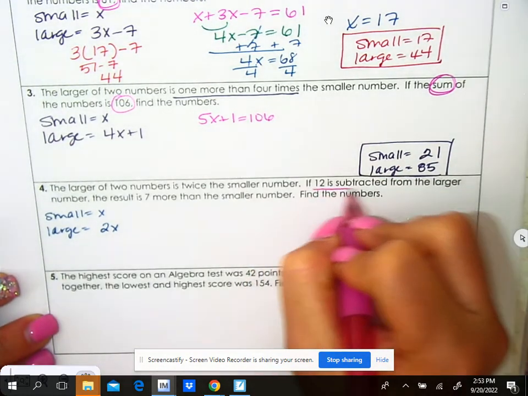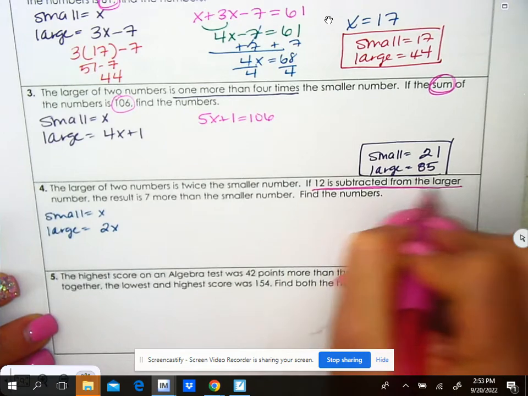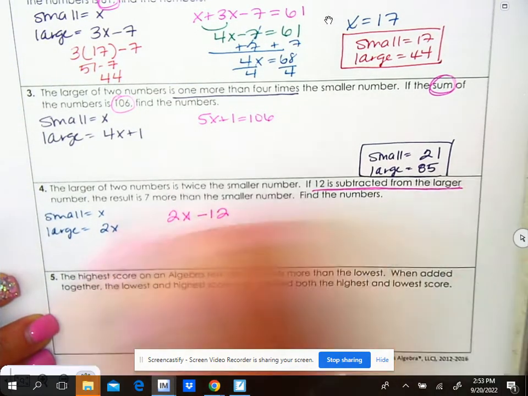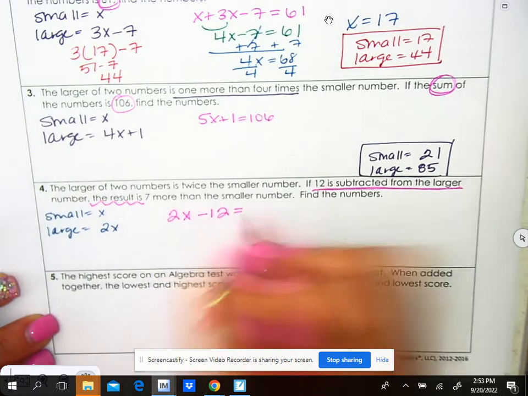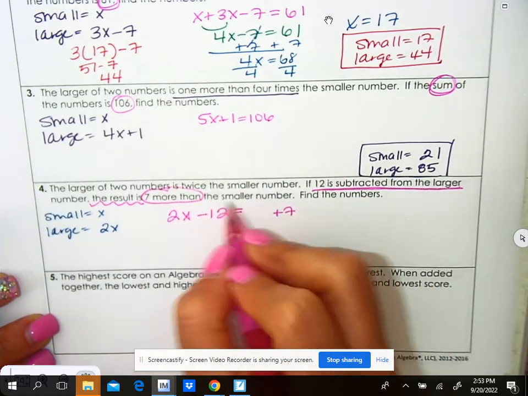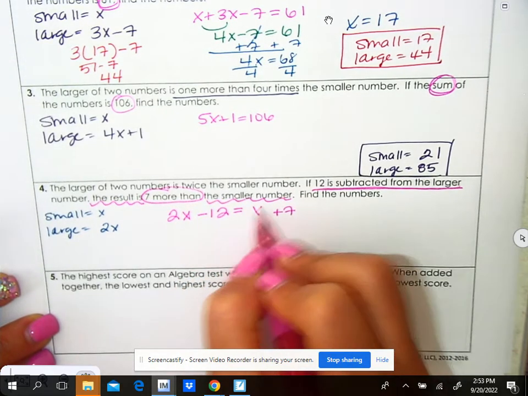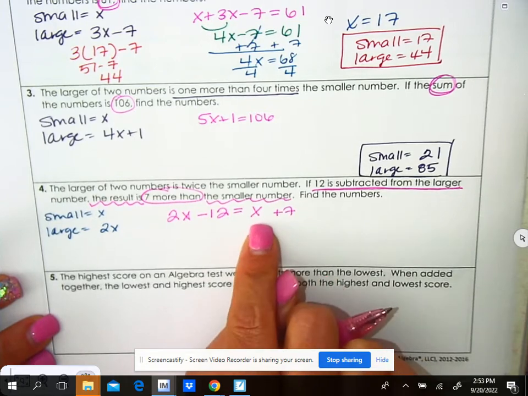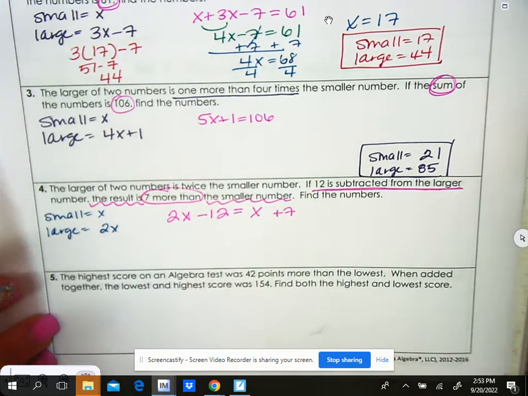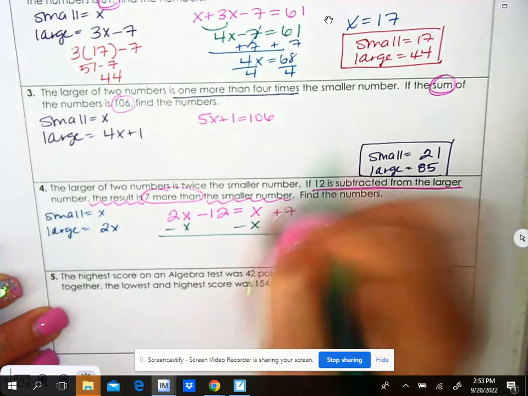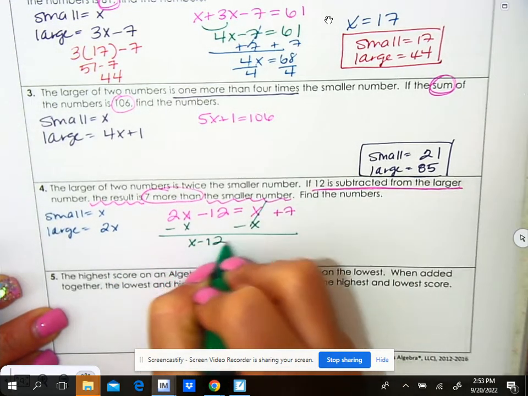But now we've got to read the next line. It says if 12 is subtracted from the larger. So I'm going to take the larger and minus 12 from it. The result is means equals 7 more than, so plus 7 goes at the back, the smaller number. So 12 was subtracted from the larger. The result was 7 more than the smaller. Okay, so this is a variables on both sides equation. That's why I wanted to work this one out.